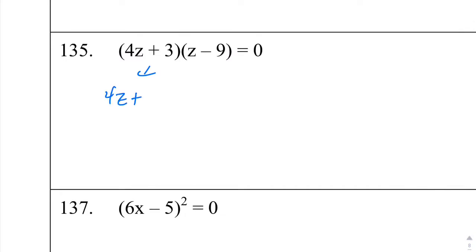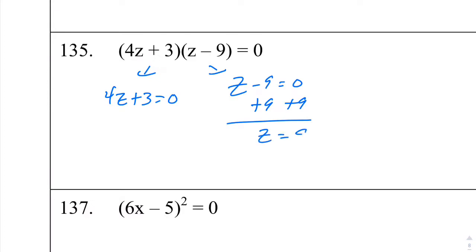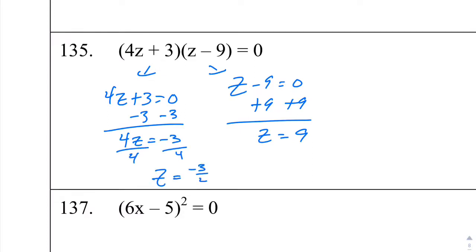Either this factor equals 0, 4z plus 3, or this factor has to equal 0, z minus 9. The z minus 9 is pretty straightforward, so one of our x-intercepts, one of our solutions, our zeros, equals 9. When 4z plus 3 equals 0, we subtract 3 from both sides. Dividing by 4, the other solution we have is negative 3/4.